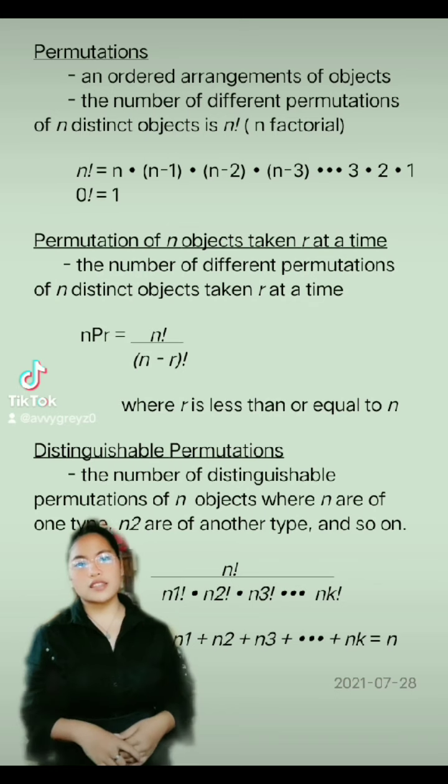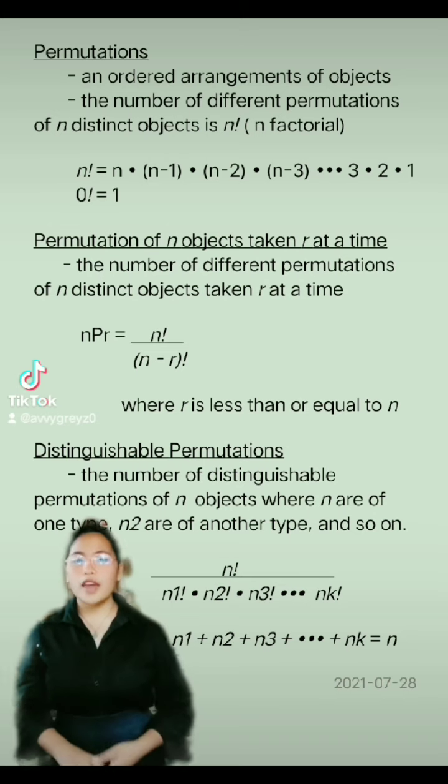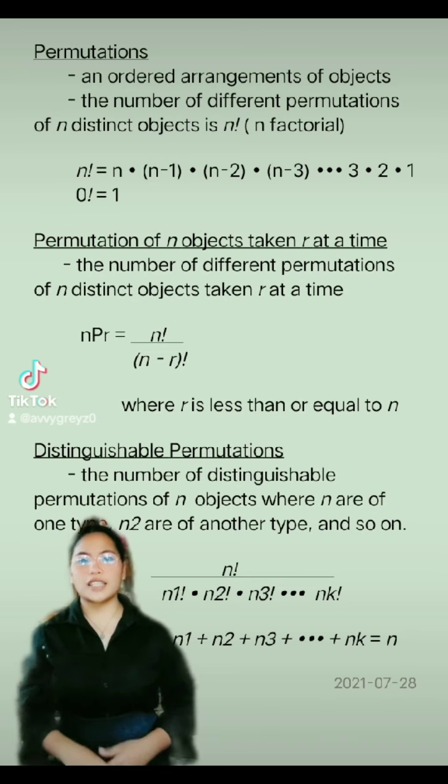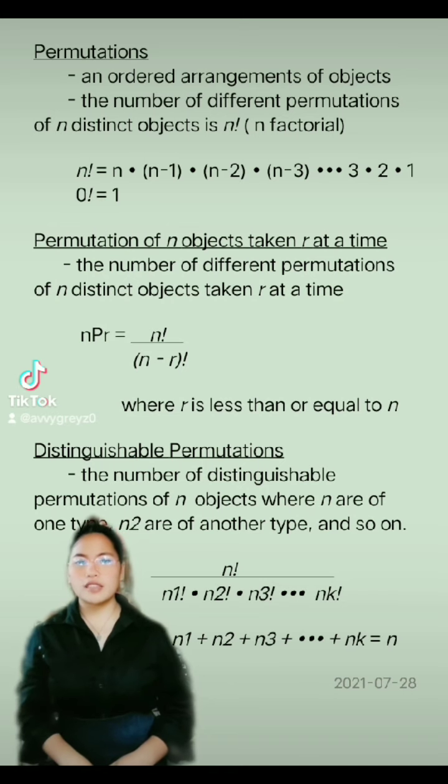Permutations of n objects taken r at a time is the number of different permutations of n distinct objects taken r at a time. So the formula is nPr is equal to n factorial over n minus r factorial, where r is less than or equal to n.